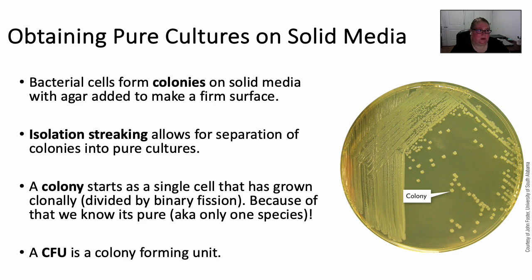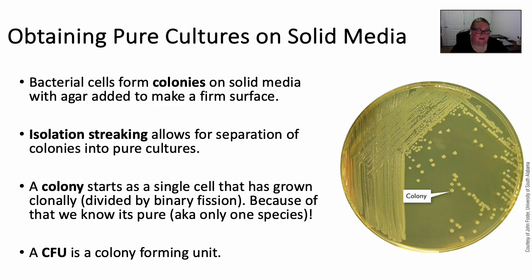Okay, so let's talk about how we obtain pure cultures. So a lot of times we're going to have a mixture and it's going to be in liquid media. So this is going to be something like broth. Okay, so it's the easiest way to get enough organisms to plate. Okay, so we want the bacterial cells to form colonies on the solid media. That's going to give us a solid surface that we can easily isolate them from each other.